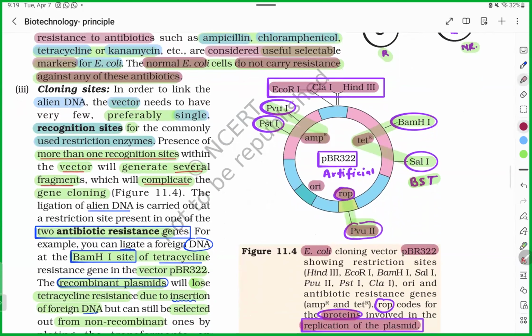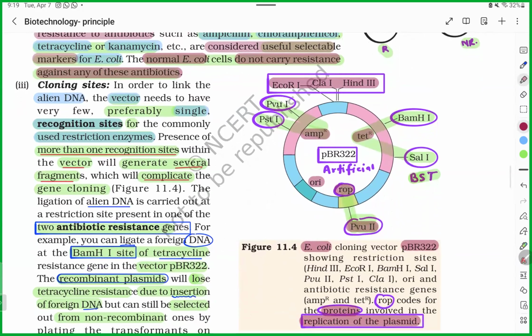Third, cloning site. When we have external DNA, the vector should have one recognition site, not multiple. Because for one DNA, one site, good, perfect, specific, no complication. Enzyme can easily act. But if you have more than one recognition site, it will complicate the process because of multiple fragments. Enzyme doesn't know where to act. That's why it is better to have one recognition site, so the enzyme can act perfectly.